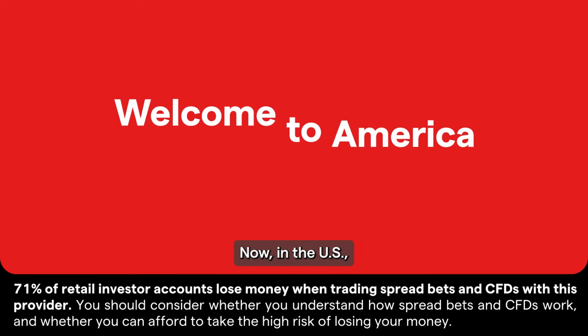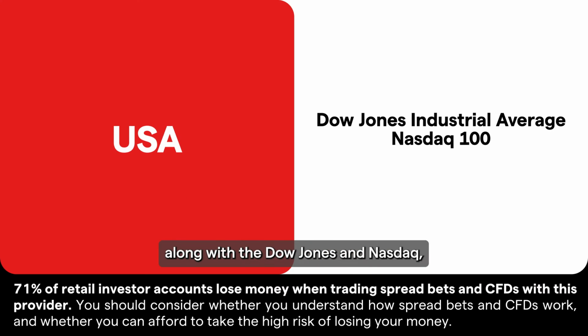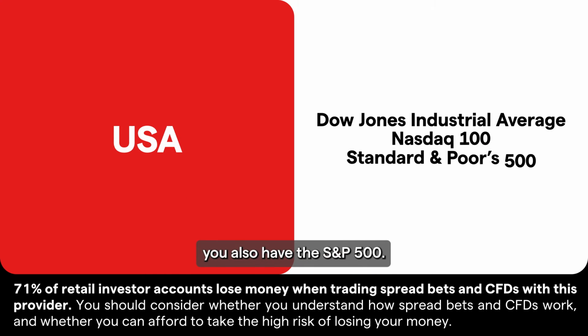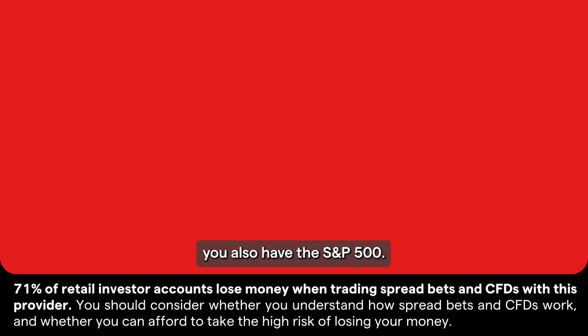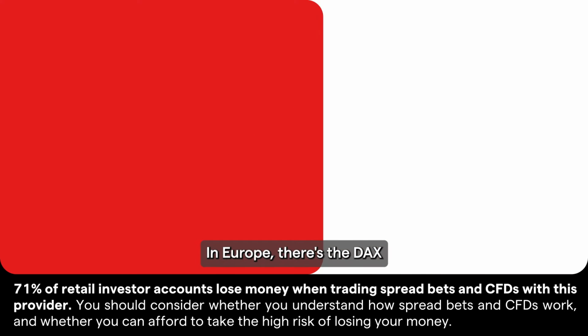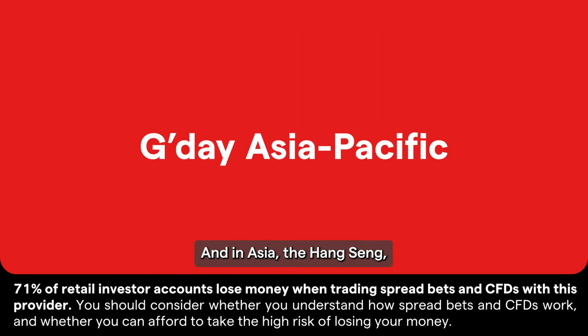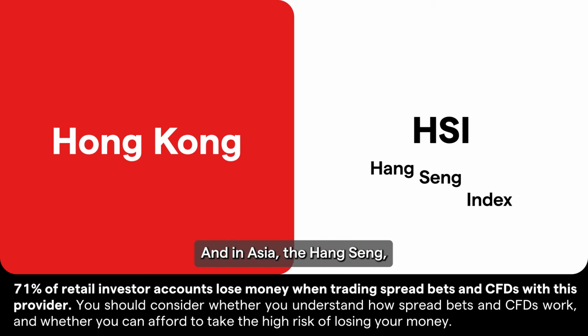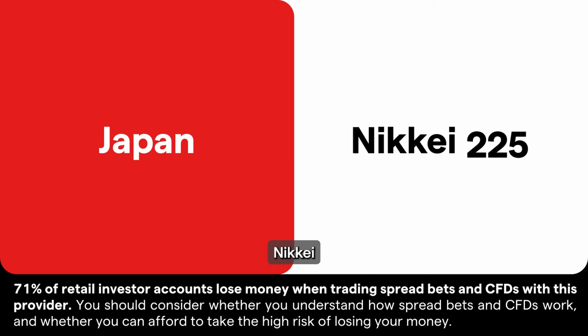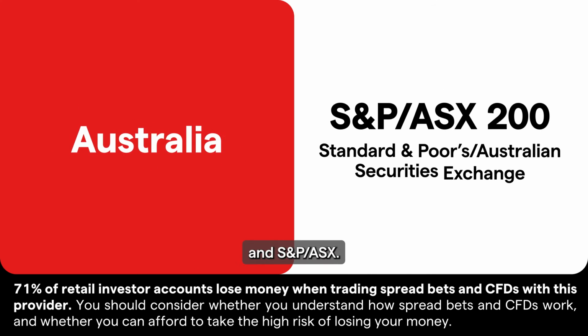Now, in the US, along with the Dow Jones and Nasdaq, you also have the S&P 500. In Europe, there's the DAX and the CAC. And in Asia, the Hang Seng, Nikkei, and S&P ASX.